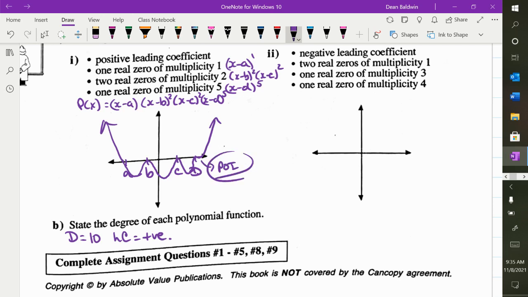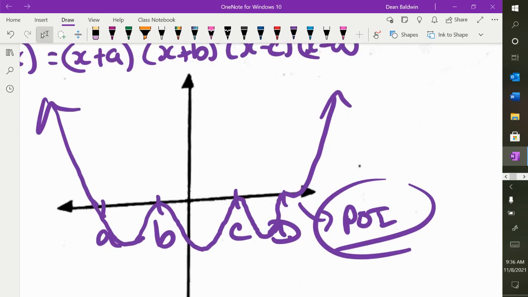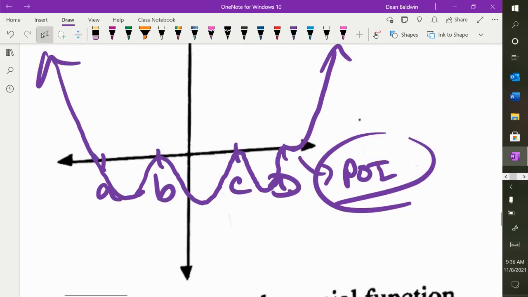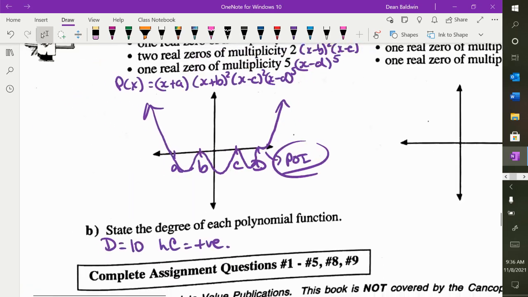Now, what should I do to technically make this correct, I guess? Find the y-intercept? Well, we can't really find the y-intercept because it's just letters. I should make that plus and that plus, right? The A's and the B's should technically be plus because they're on the left-hand side, or I could write negative A. I mean, I don't really care. I'm going to give you numbers on the actual assignment.